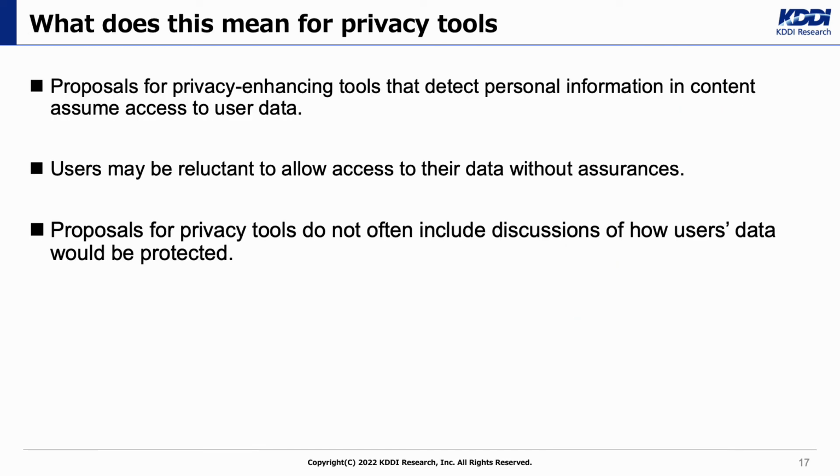In summary, the results indicate that, at best, participants had the same level of concern about intrusion and secondary use of their information for privacy tools as for non-privacy tools. At worst, participants were more concerned about being surveilled by privacy tools. This is important because proposals for the detection of personal information of course rely on the assumption that there will be access to the user's data. However, users may be reluctant to allow access to their data without assurances.